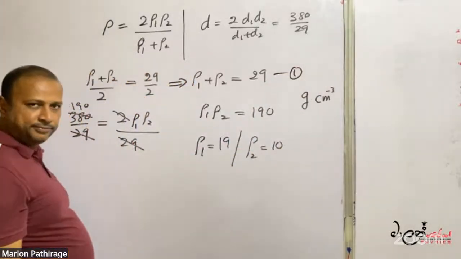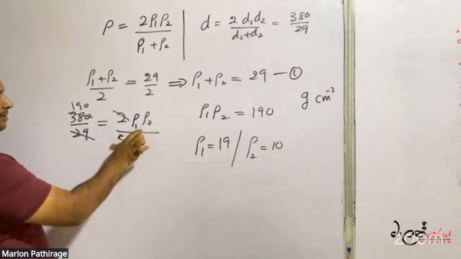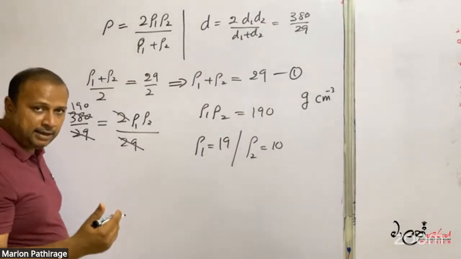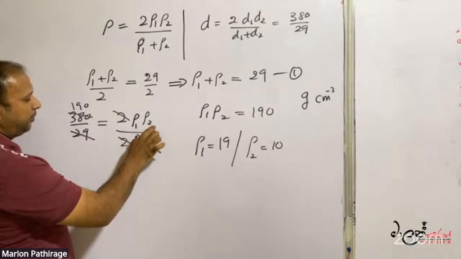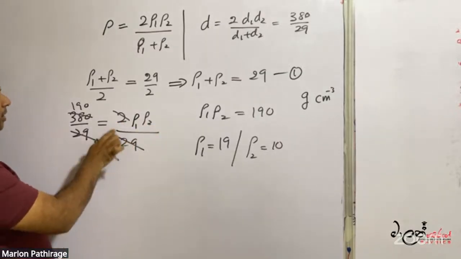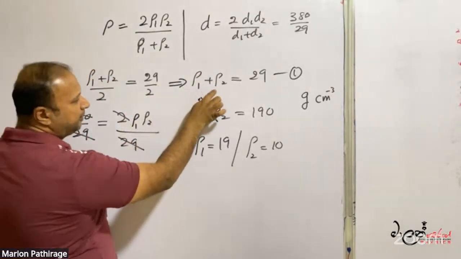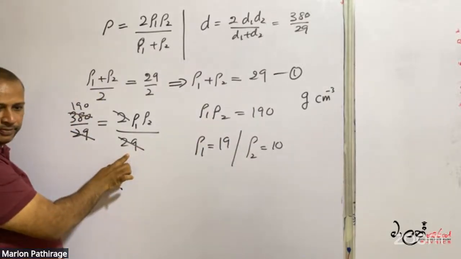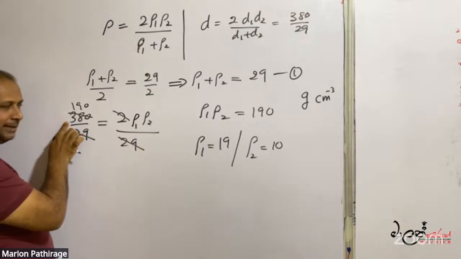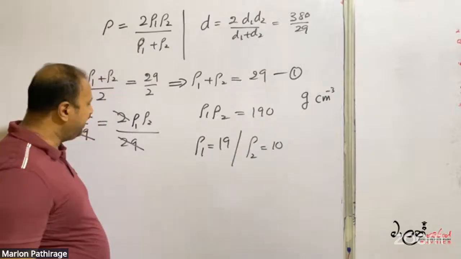Then instead of D, I can write rho, if we consider densities in gram per cubic centimeter. Therefore, 2 times ρ1, ρ2 over, instead of ρ1 plus ρ2, I can write 29. 29 and 29 will be cancelled out, 2 and 380 will be cancelled out. Then ρ1, ρ2 is equal to 190.